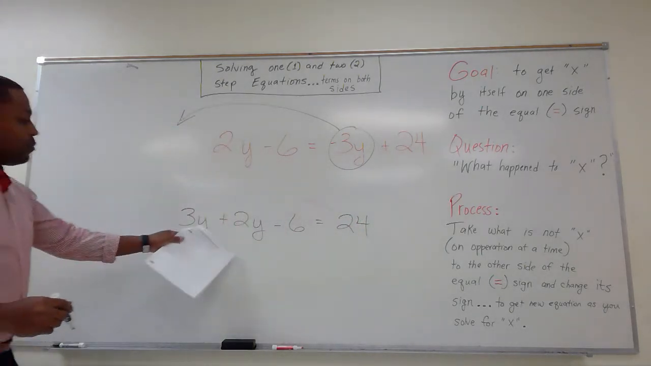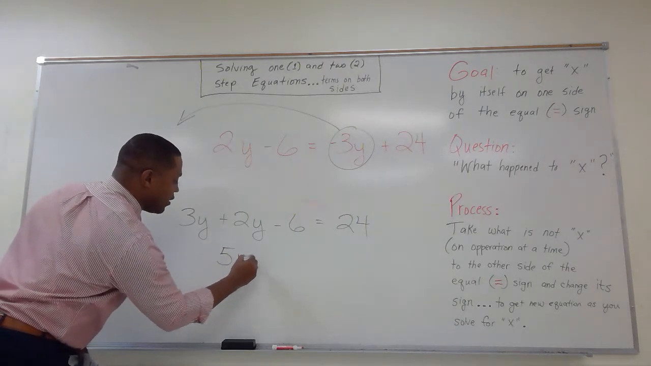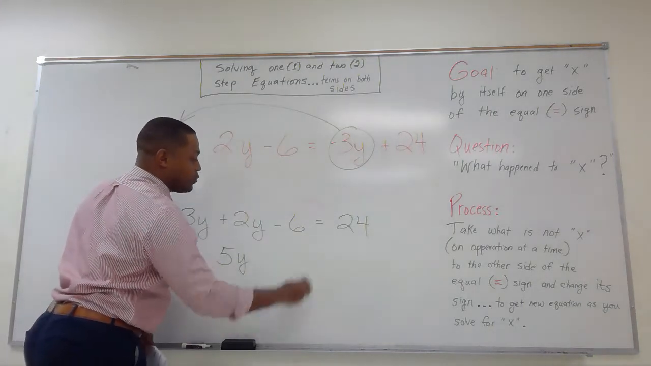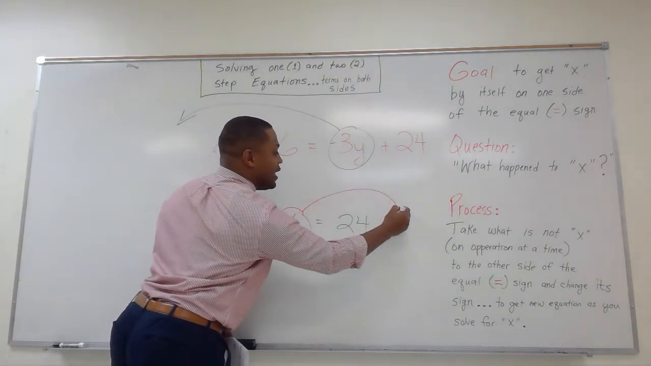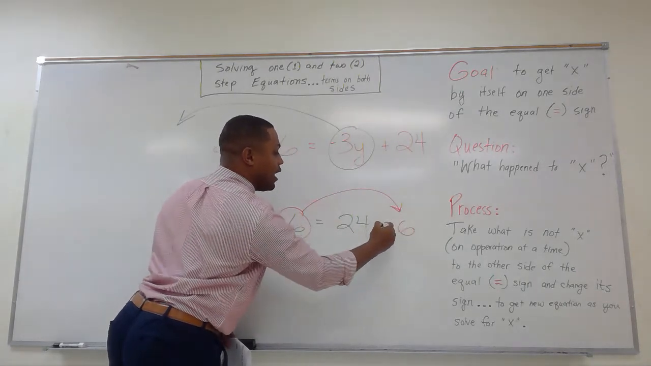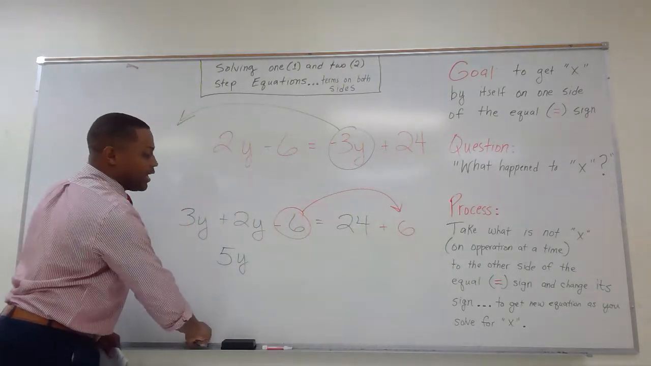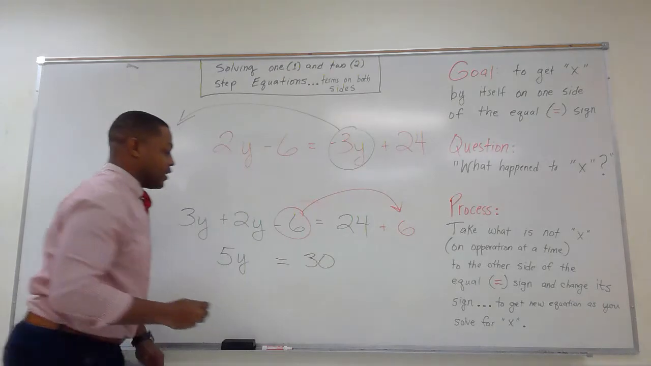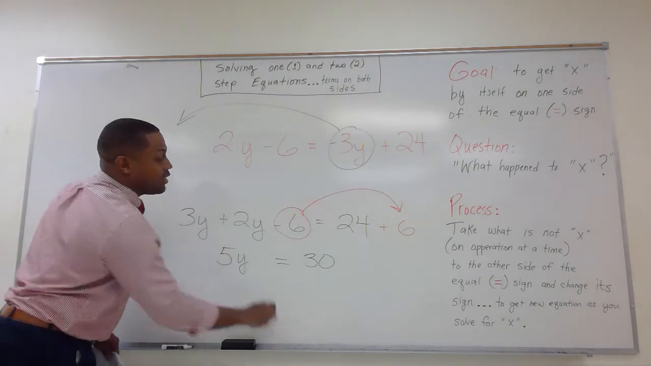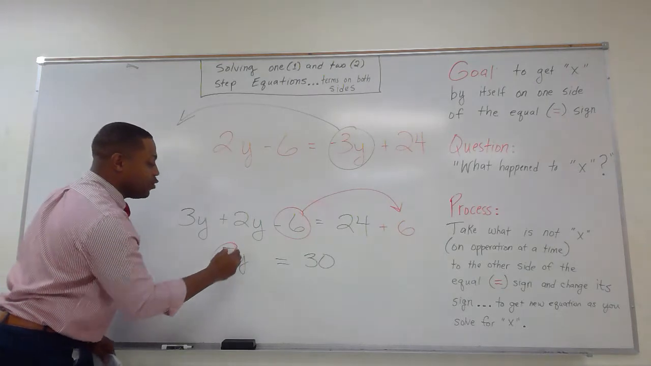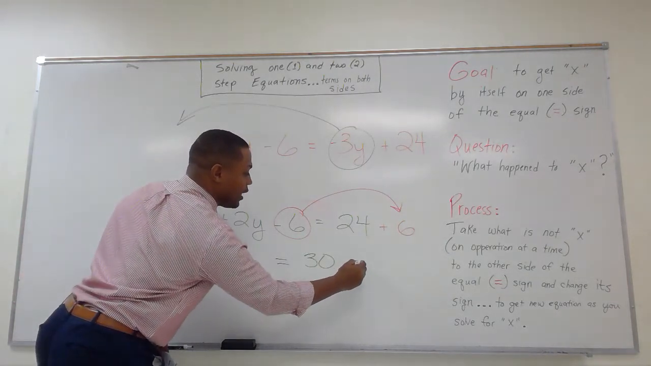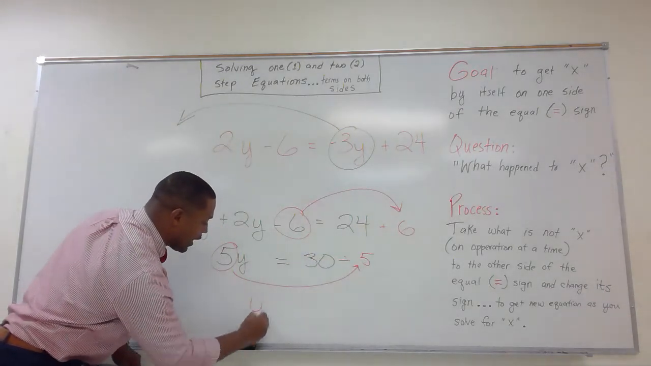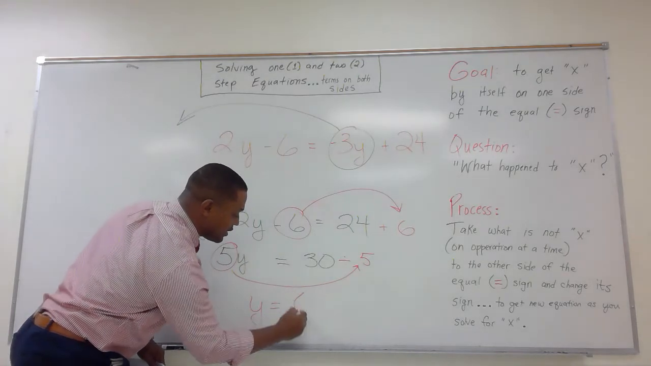I'm going to combine these two y's. That's 5. Since I need to get these y's by themselves, I'm going to take this negative 6 to the other side and change his sign so that my equation is 5y equals 24 plus 6. That's 30. I've got to get this y all by itself. That's my goal. So I'm going to move this guy to the other side, change his sign from multiplication to division, and now I have y equals 6.